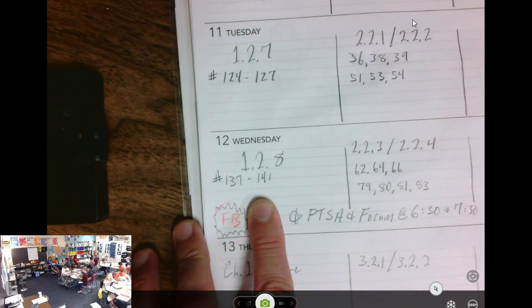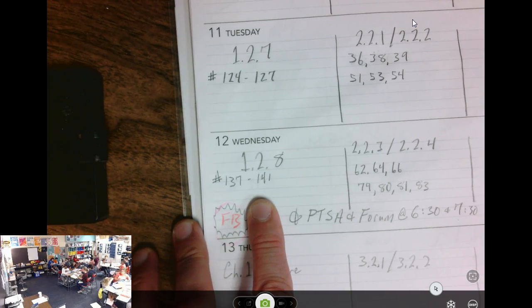Be careful. Does your plan book go down or sideways? It goes down, doesn't it? Yeah. Okay, good, because mine goes down too.